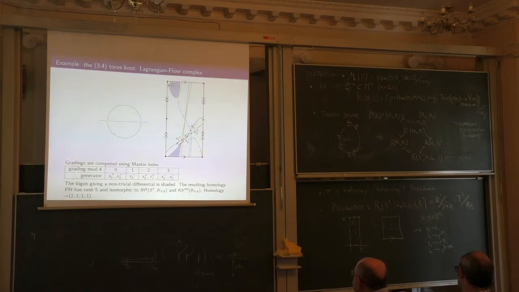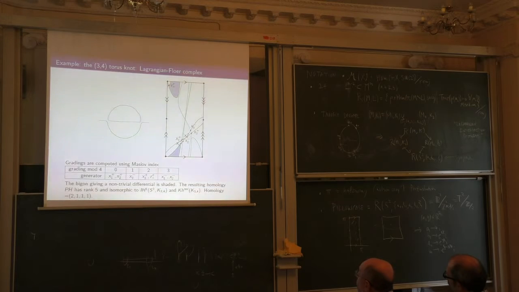And in this case, there's a bigon. You can see that this shaded region gives me a bigon, one of whose corners is x1 minus, one of whose corners is, this is silly notation, but there's a reason for it. And so you see the chain complex has rank 7, but the homology has rank 5, because there's one non-trivial differential.